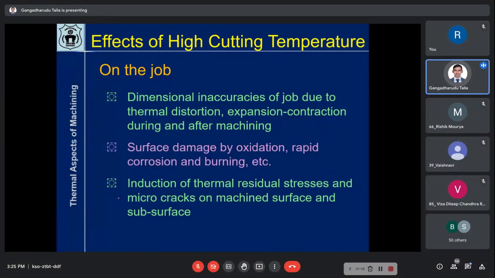Now, induction of thermal residual stresses and micro cracks on the machined surface and subsurface region. So thermal cracking due to variation in temperatures will take place. That will lead to thermal residual stresses and thermal cracks. If there is any crack on the machined surface, later on it may propagate and reduce the functional life of the component.